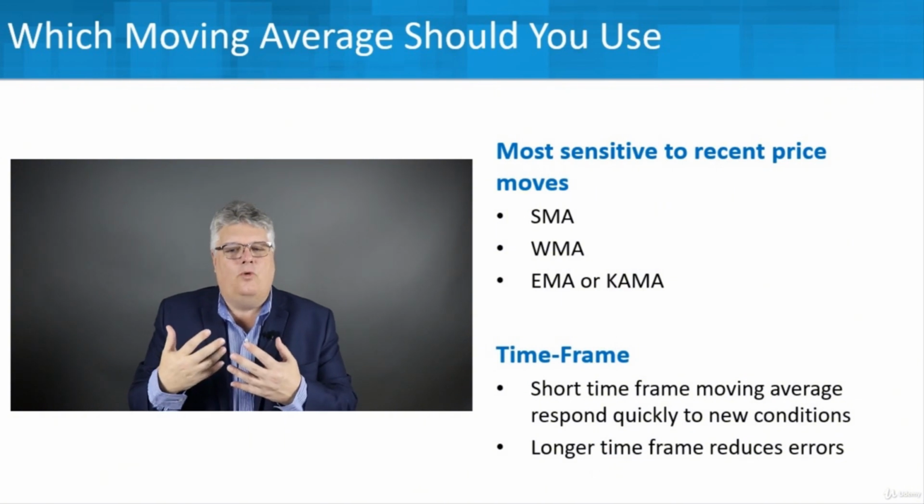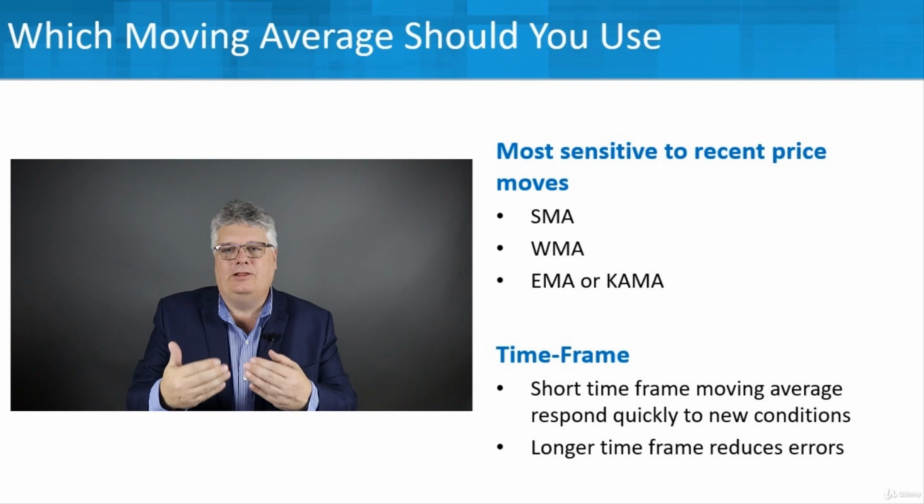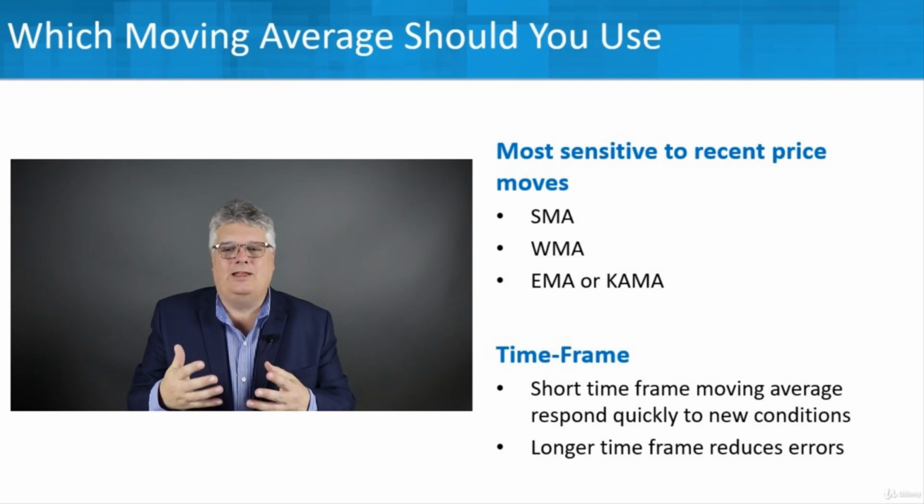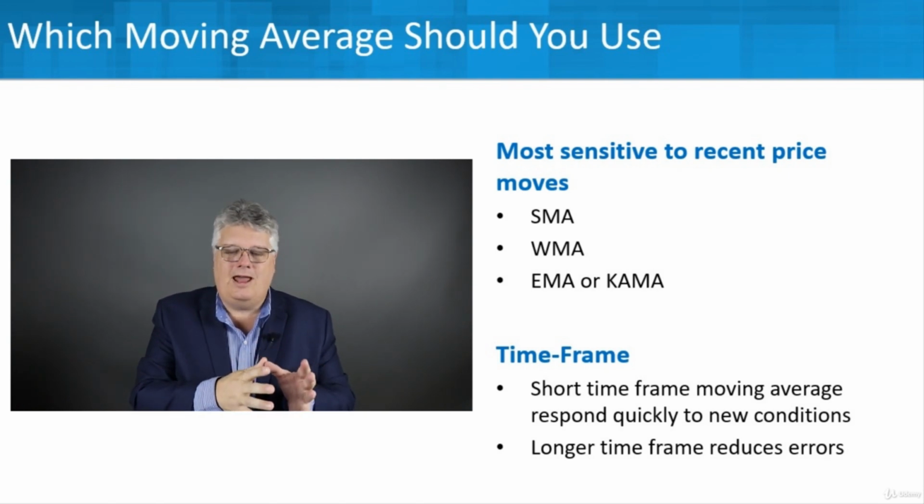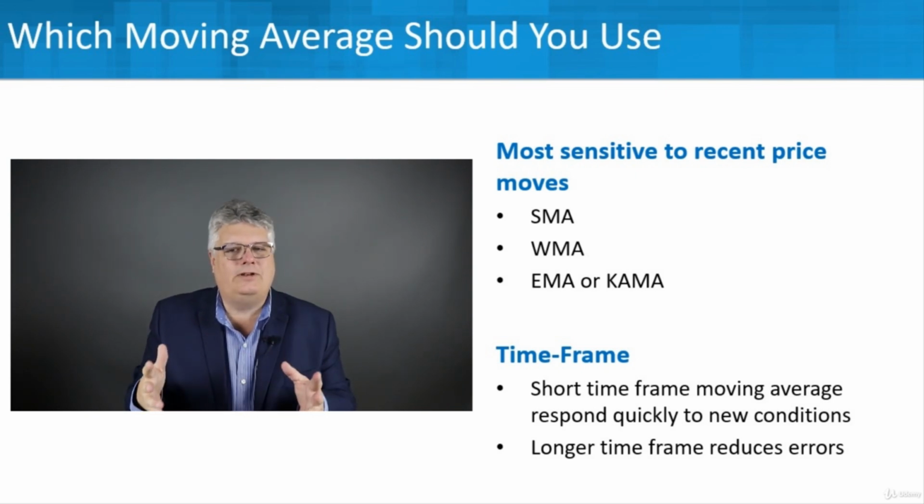So we think about it, what's most sensitive to recent price moves, if we were to grade that. Simple moving average, or SMA, would be the least sensitive, and then weighted moving average, and then exponential, and then something like a Kaufman moving average would be more sensitive to recent price moves. So that's a way you can look at it: how much emphasis you want to put around recent price moves. The other would be the time frame. How long of a time frame do you choose?